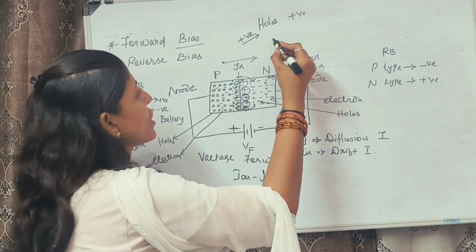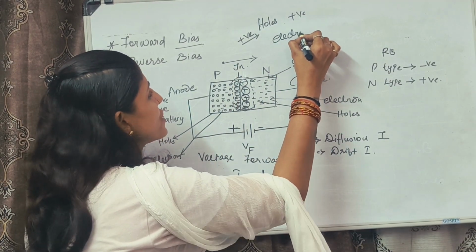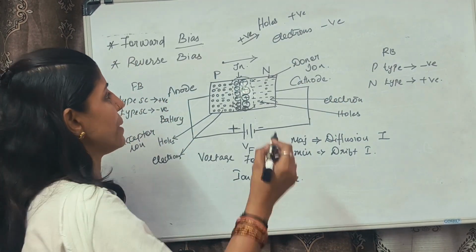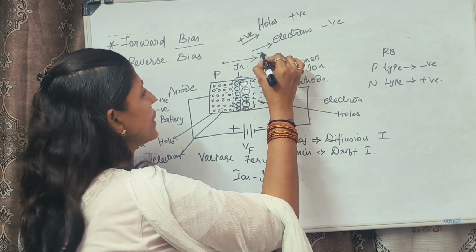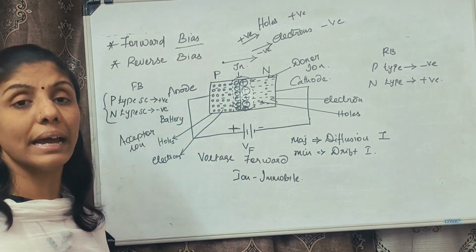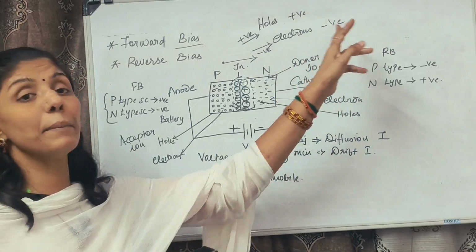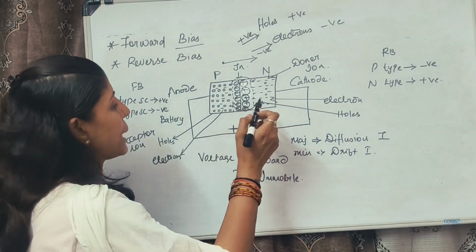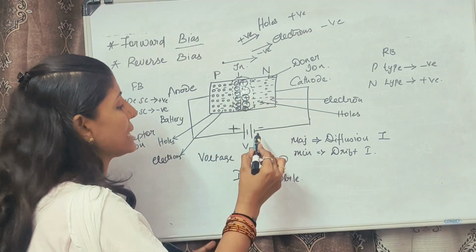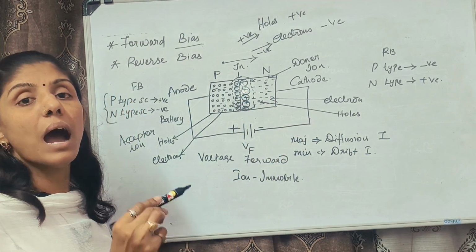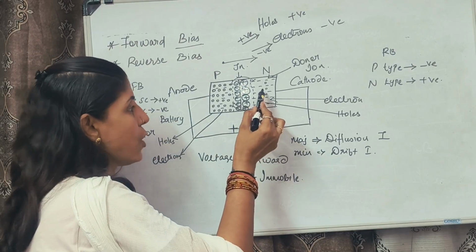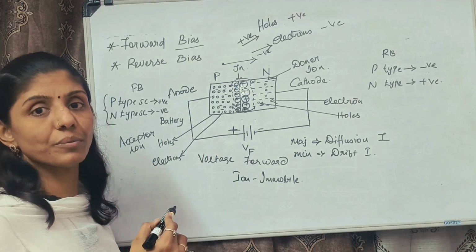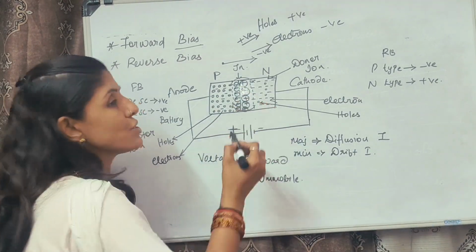The same will happen on the n side also. On the n side, which are the majority charge carriers? Electrons, which are negatively charged particles. What kind of voltage are we applying? Negative voltage. Again, repulsion happens because both are alike. So the electron gets repelled by the applied negative voltage and tries to move from its own place to the junction, right?